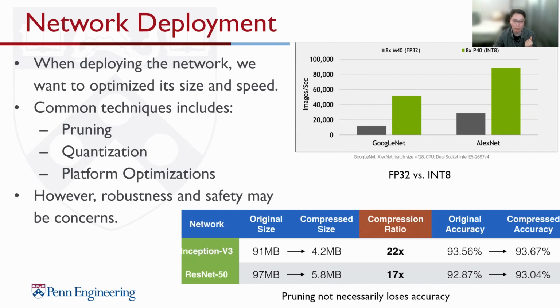And safety can also become a concern. For example, if this neural network is responsible for facial recognition and we cut out some neurons, there might be an issue where people can easily defeat it with an adversarial picture or something like that. So yes, more testing is needed when we do this kind of deployment.